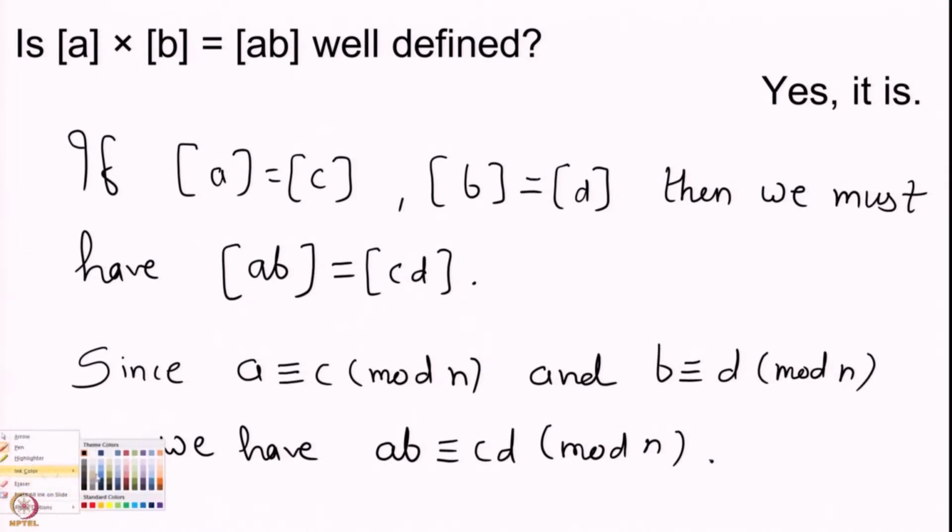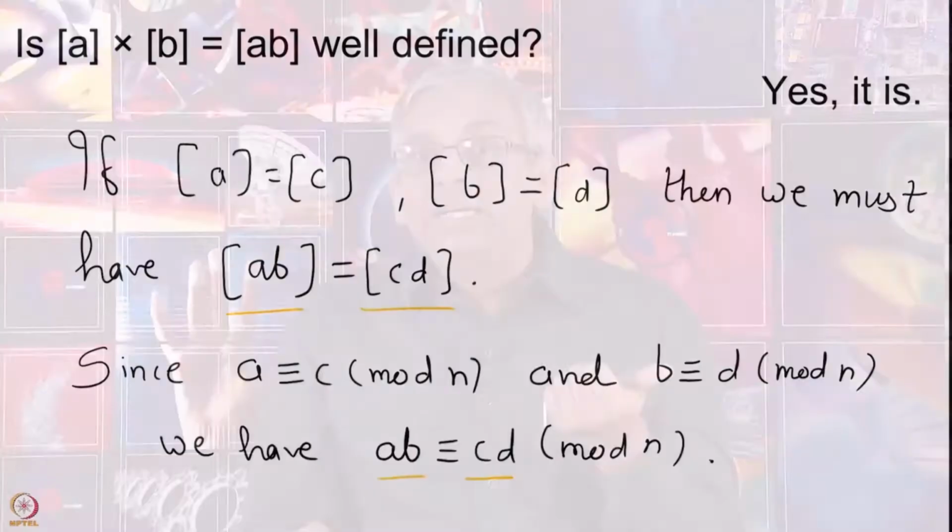And since we have AB and CD congruent to each other mod n, we have that these two classes are indeed the same. So, we have that the addition is well defined, we have that the product is well defined. Once you have product, you can take powers. So, we can talk about power of an element in the set of residue classes.